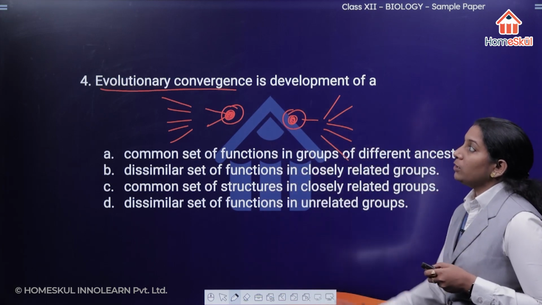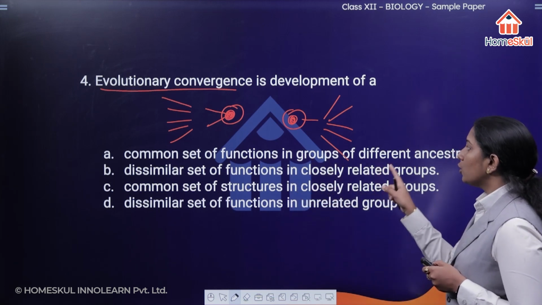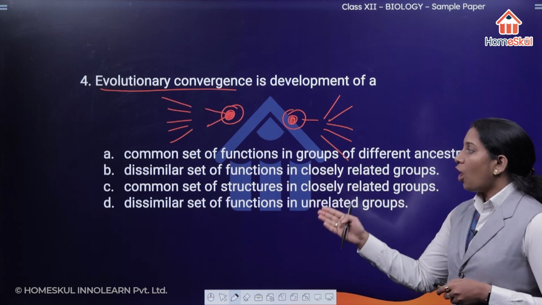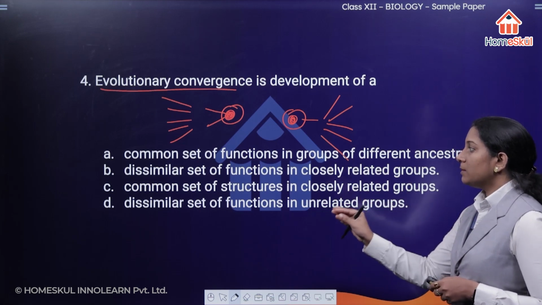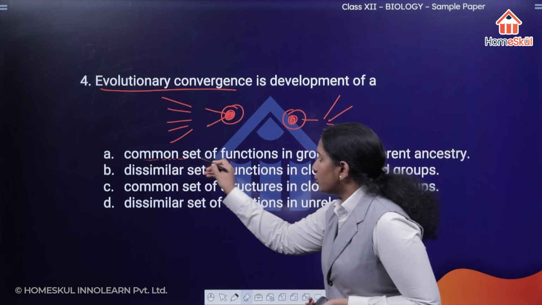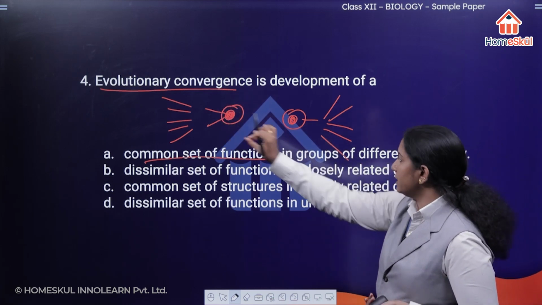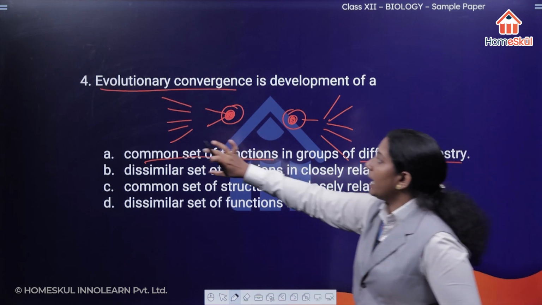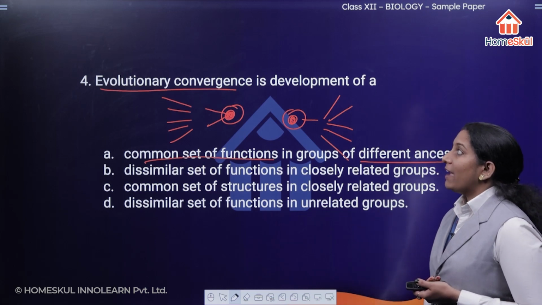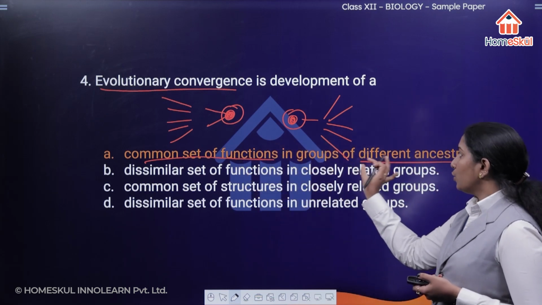So the question is, evolutionary convergence is a development of, let's see the options: common set of functions in groups of different ancestry, dissimilar set of functions in closely related groups, common set of structures in closely related groups, dissimilar set of functions in unrelated groups. Which will be the answer? A common set of functions in groups of different ancestry. So that is evolutionary convergence, the development of a common set of functions in groups of different ancestry.